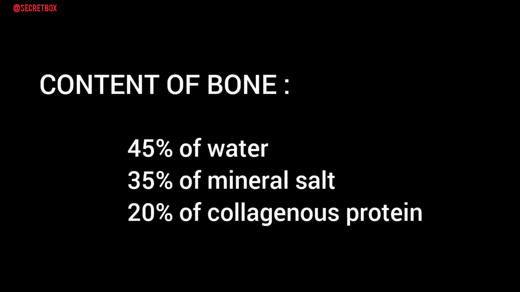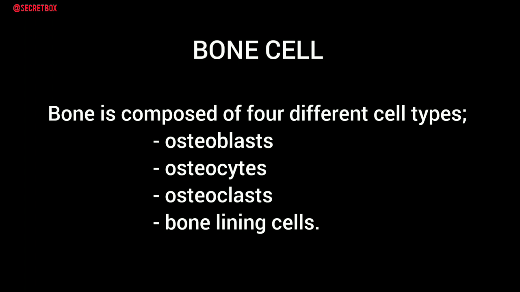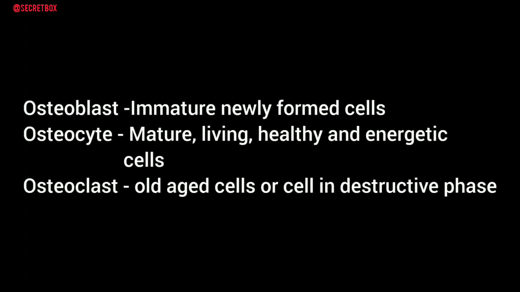Content of bone: 45% water, 35% mineral salt, 20% collagenous protein. Bone cells: bone is composed of 4 different cell types: osteoblasts, osteocytes, osteoclasts, bone lining cells. Osteoblasts are immature, newly formed cells. Osteocytes are mature, living, healthy and energetic cells. Osteoclasts are old aged cells or cells in a destructive phase.